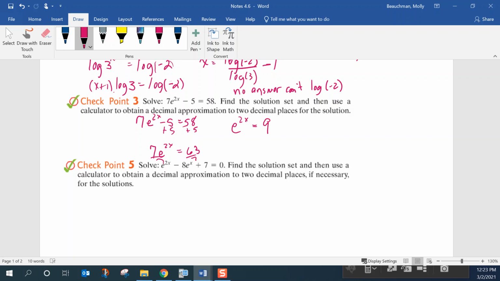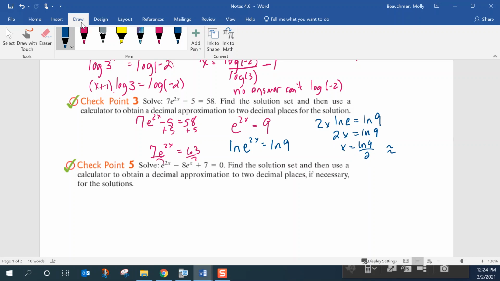Now that you have your single exponent equal to 9, we take the log of both sides. We have base e, so we're going to take the natural log of both sides. The natural log of e to the power of 2x means multiply 2x in the front times the natural log of e, equal to the natural log of 9. The natural log of e is 1. So we end up with 2x equals the natural log of 9. Divide both sides by 2. We get natural log of 9 divided by 2.